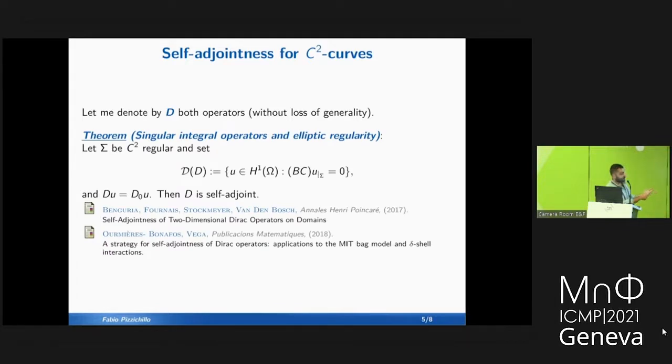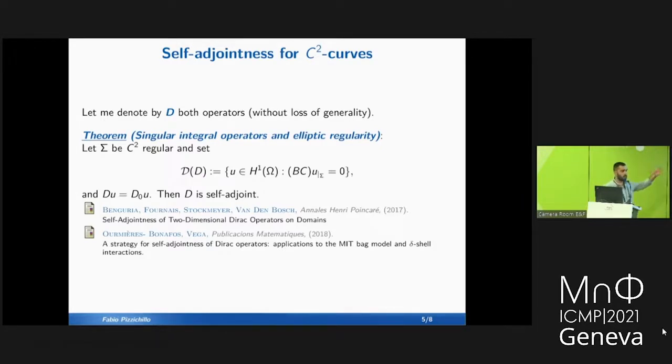So let us consider sigma as a C2 regular curve. And so we can define this operator D on the set of H1 functions, such that these boundary conditions are verified. And then it's easy to see that the operator D is symmetric on this domain. It's just integration by parts. But then one has to prove self-adjointness.